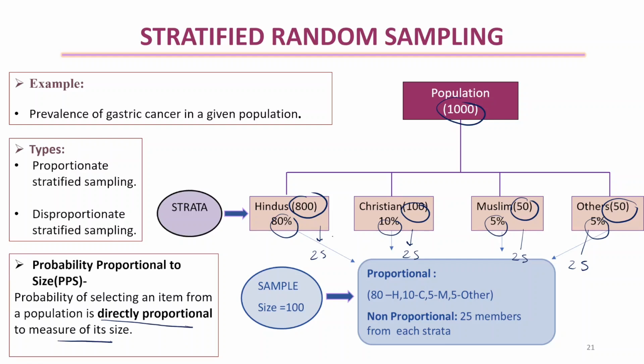Probability proportional to size is the probability of selecting an item from a population which is directly proportional to the measure of size. As in Hindus, the participants are more, that's why in the sampling, I am taking more samples from the Hindu category. So there are two types of stratified random sampling: proportionate stratified sampling and disproportionate stratified sampling.